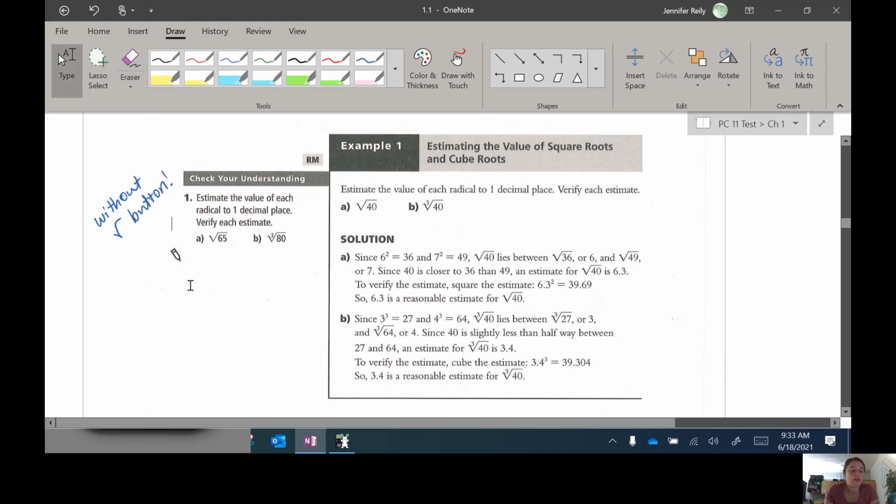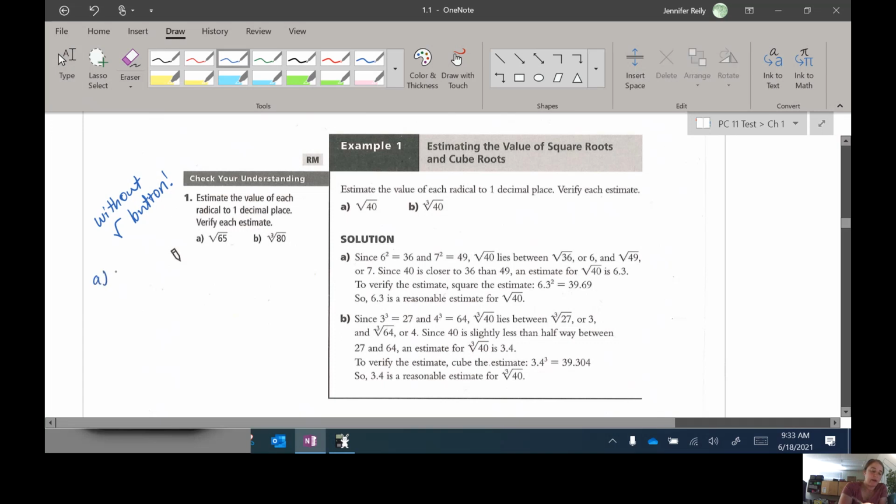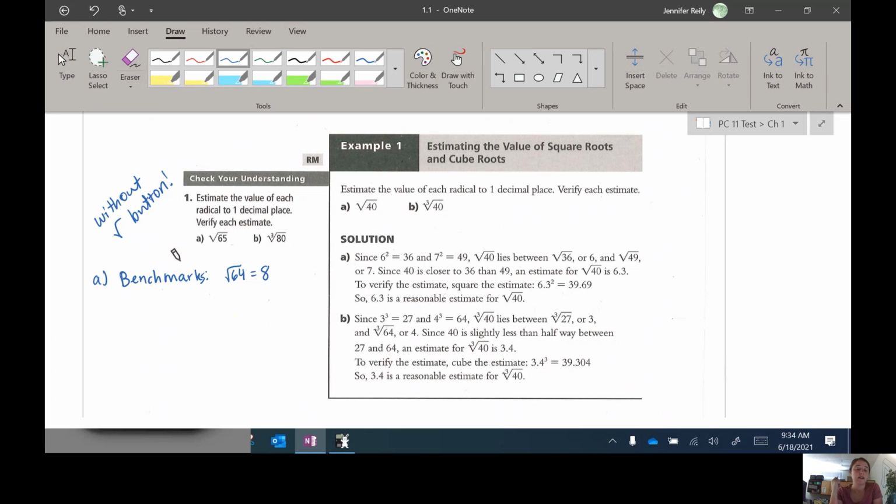Okay, so we need to think of what's called benchmarks. So square root of 65, that's not going to work out. Nothing can multiply twice to equal 65. However, I can think of something that's maybe close to 65 that does work out nicely. So a benchmark is something that you use to help you estimate. So I know that root 64 equals 8, since 8 times 8 is 64, and that's pretty close to root 65. So maybe my answer is going to be close to 8.